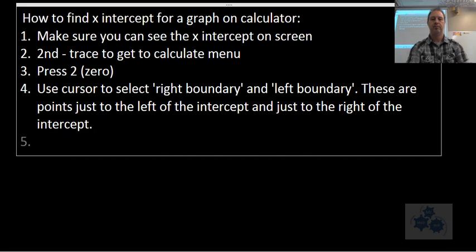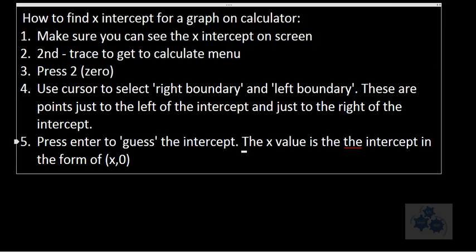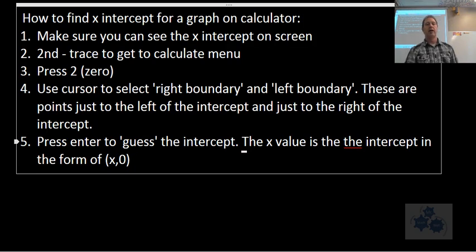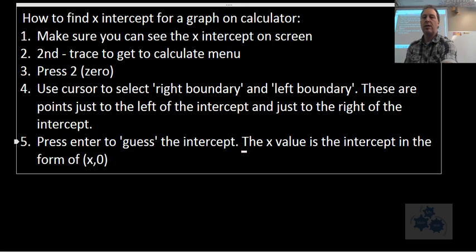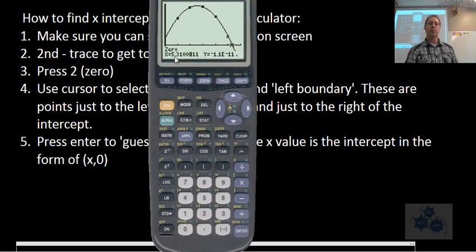Use the cursor. Okay. Whoa. So when the calculator asks you to guess, you just press enter, and the calculator will then guess the intercept. That x value is actually the intercept in the form of x comma 0. So the intercept in this case would be 5.31 comma 0.